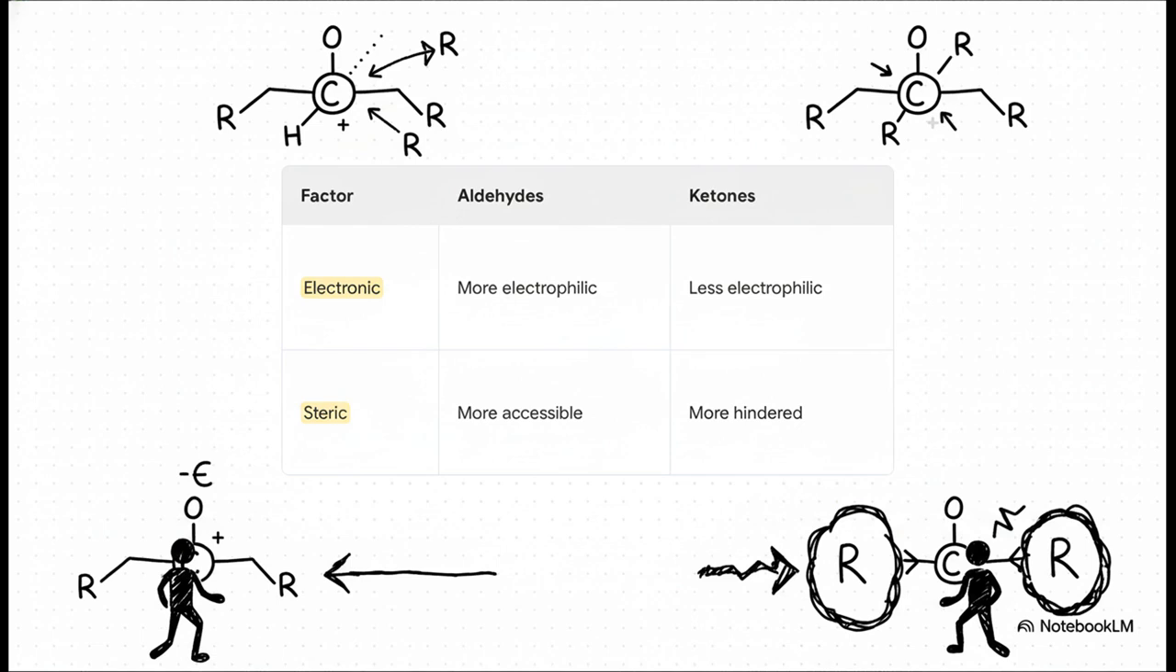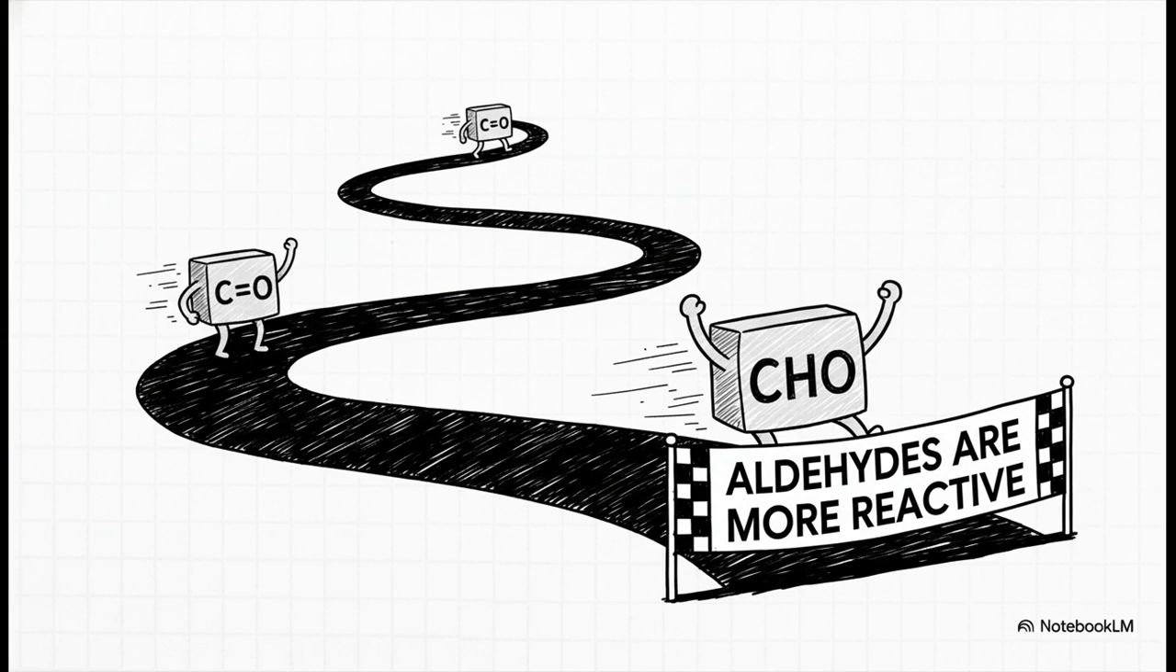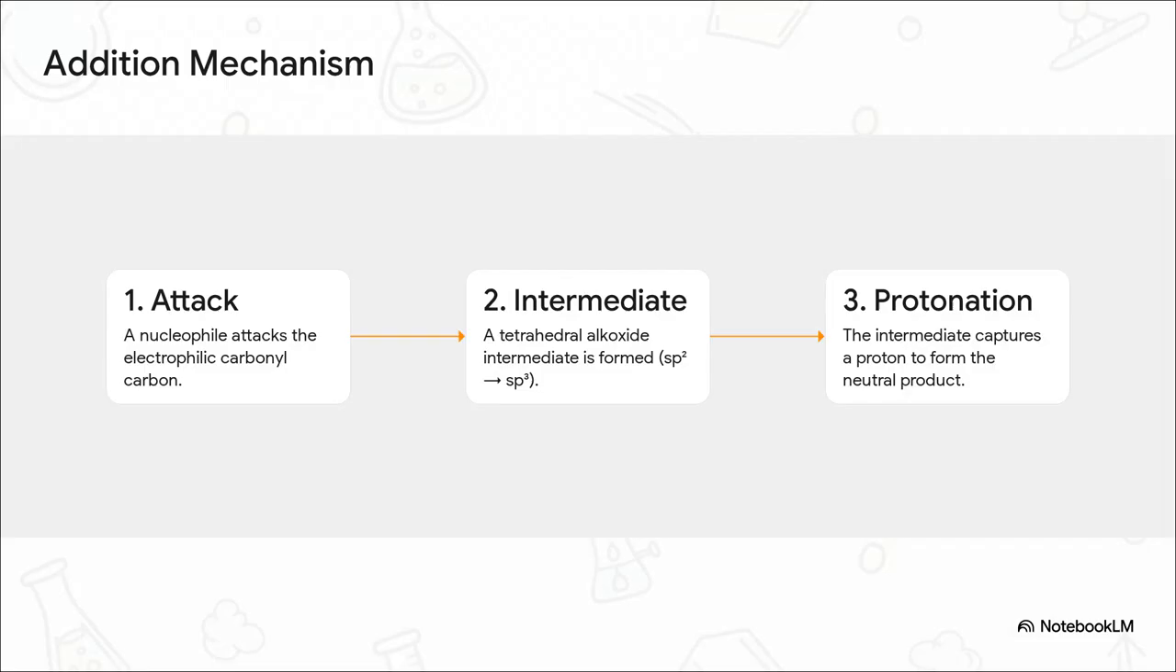Second, there's the steric effect, which is really just about crowding. An aldehyde's tiny little hydrogen atom leaves a wide open path for a nucleophile to attack, while a ketone's two bulkier groups kind of get in the way and block the attack. And the verdict is in. Aldehydes win the reactivity race, hands down. Thanks to both electronic and steric factors, they are way more open to nucleophilic attack than ketones are. If you remember one thing from this section for your exams, make it this: aldehydes are the more reactive of the two.